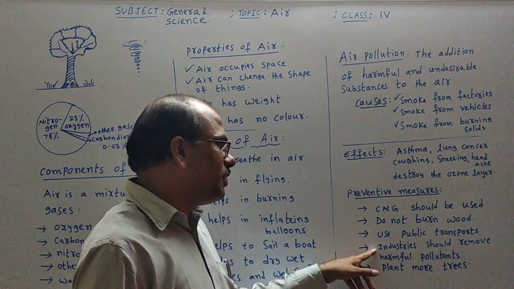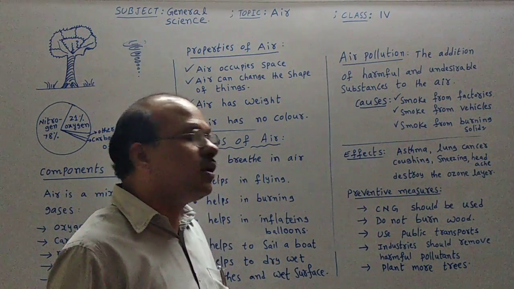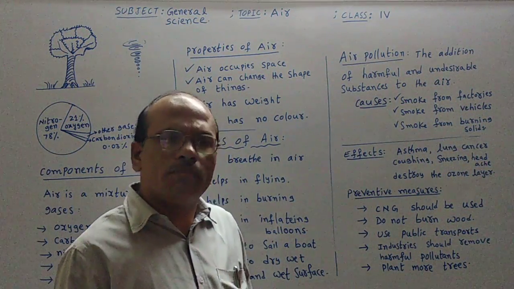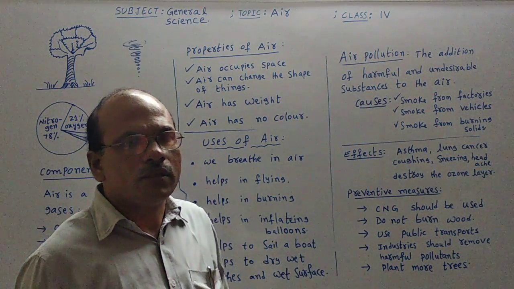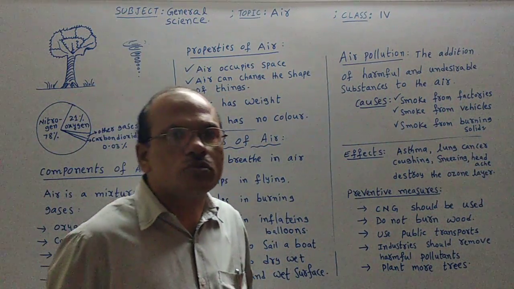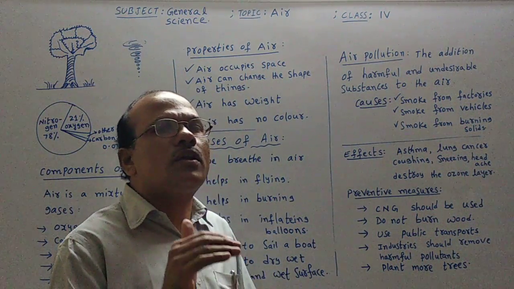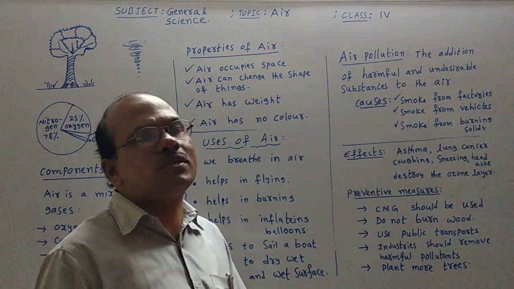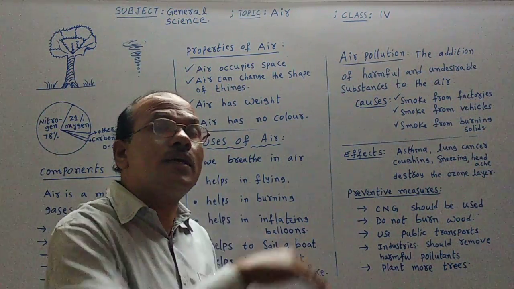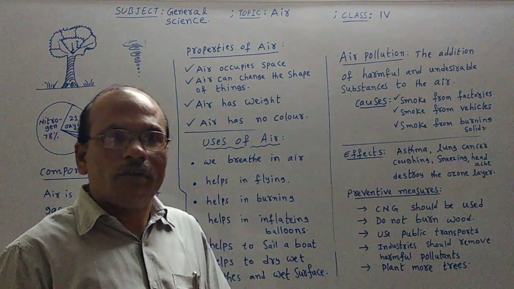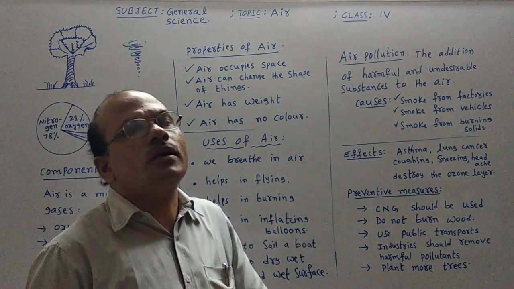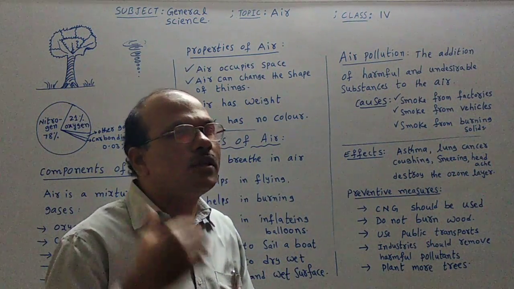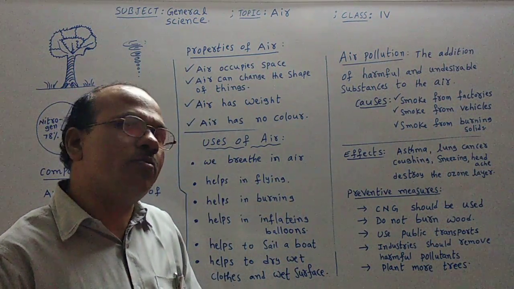Next, industries should remove harmful pollutants before they release the smoke. Industries are a must for our development. We cannot oppose industries, but they should remove harmful substances before they release the smoke from their pipes. Then only the air will not get polluted, though the industries are releasing smoke from their pipes.